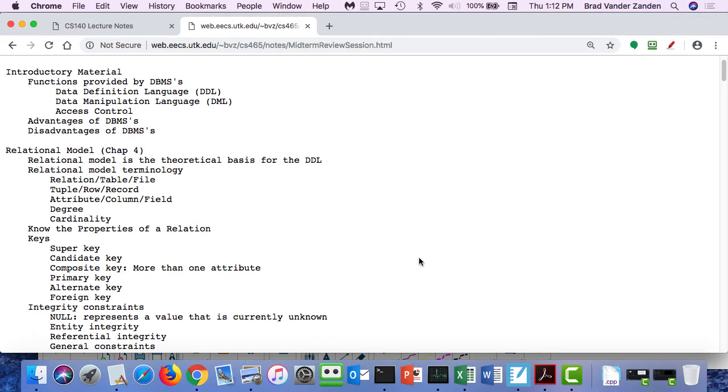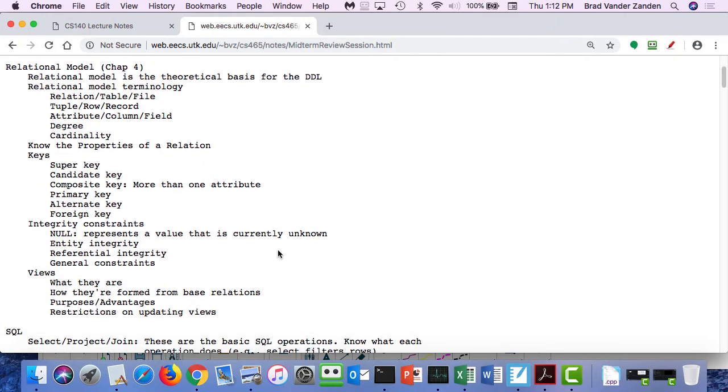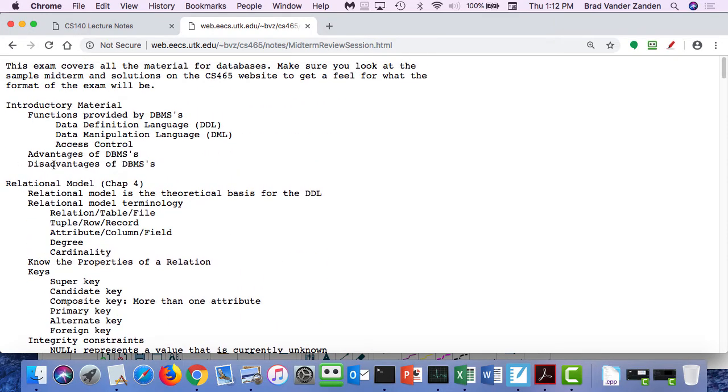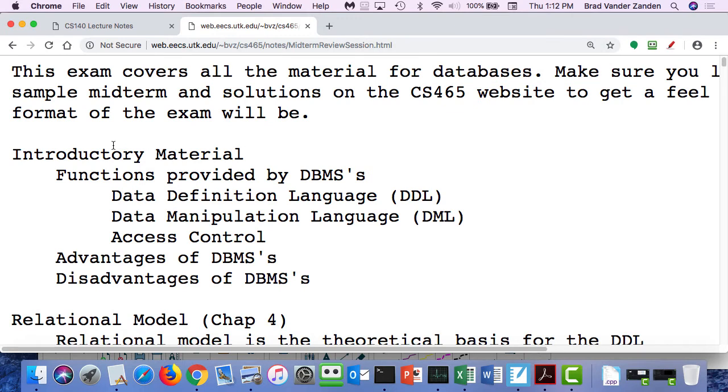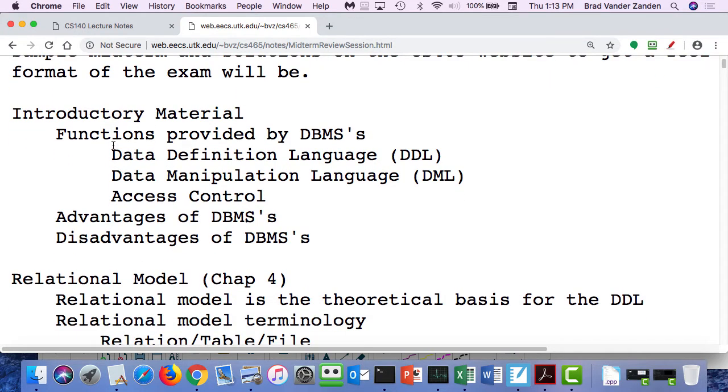So, for example, I'm saying that you need to be familiar with the advantages and disadvantages of database management systems. That just means if I ask you a multiple answer question, which of the following are advantages of database management systems, you just have to be able to recognize them. I'm not asking you an essay question where I say, list for me the four advantages of database management systems. So from the introduction, most of the exam is multiple choice, multiple answers.